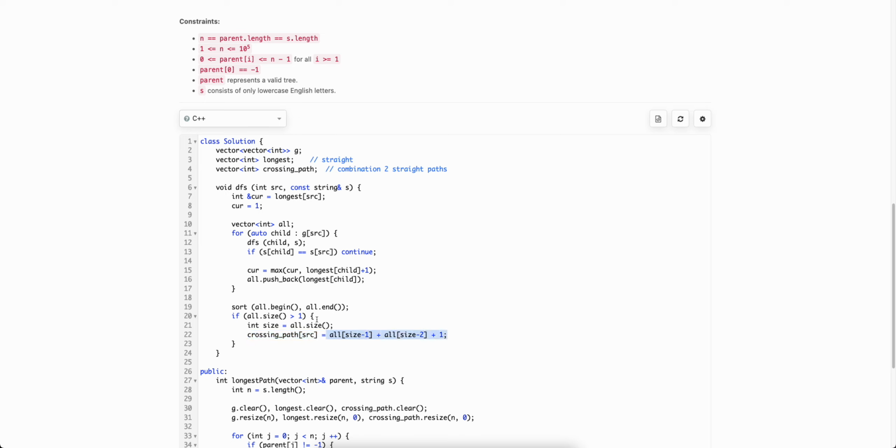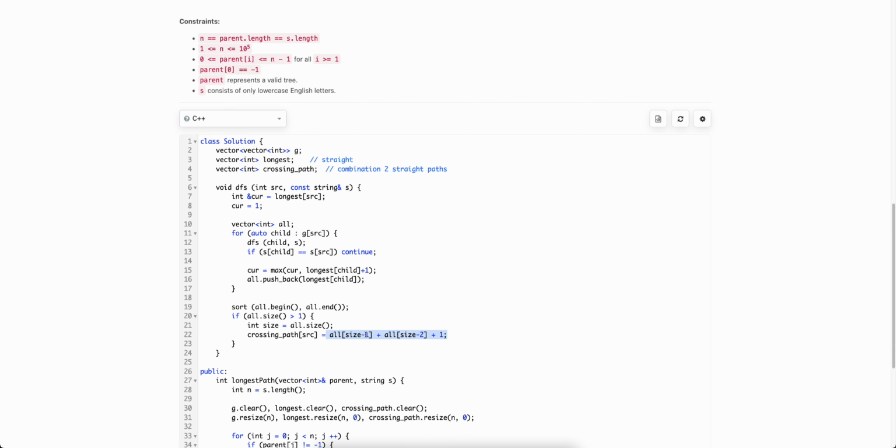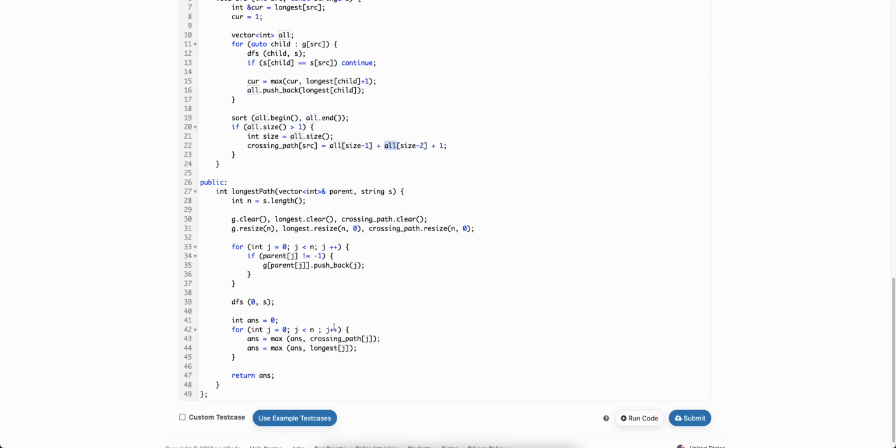Like in our example, for the longest path we have considered 7 as well, but here I am not pushing the longest path plus 1. See, plus 1 is not there. So instead of subtracting 1, we are just adding 1, because the current node is not there at all, neither in this nor in that. I hope this entire approach is clear.